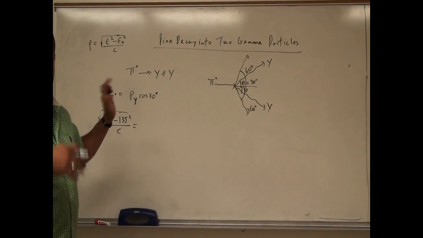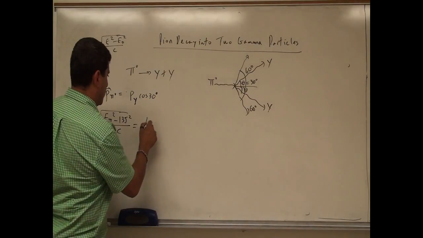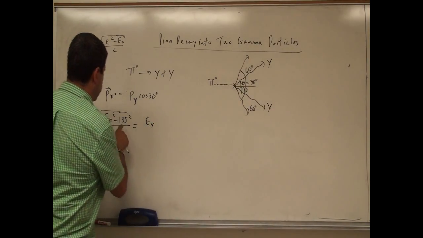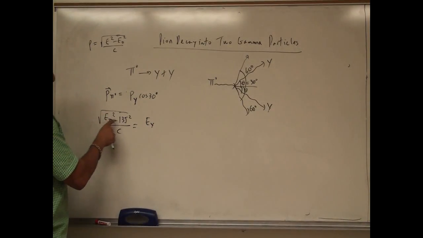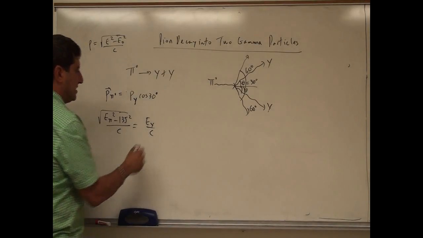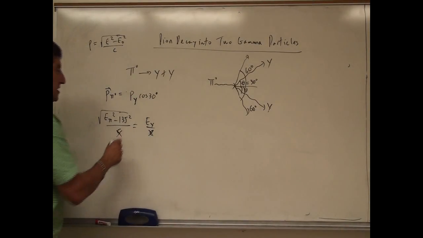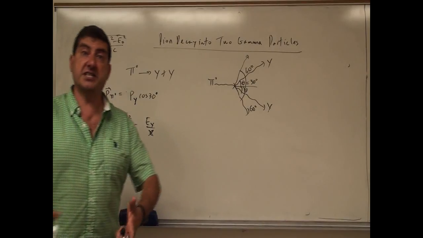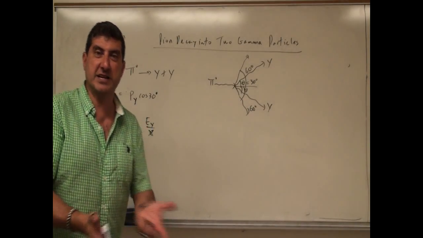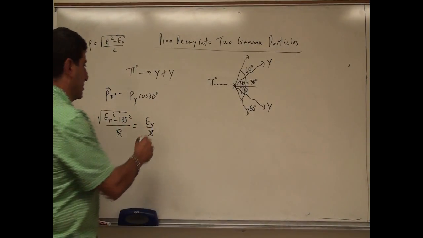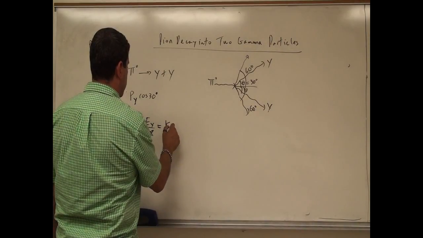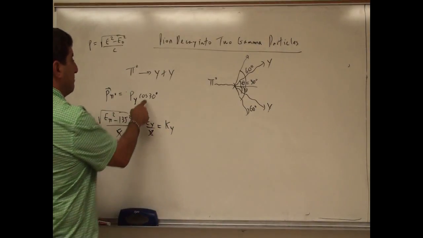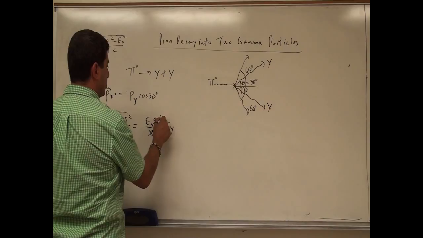The rest energy of the gamma particle is 0, so the momentum of the gamma particle is just equal to its total energy divided by c. But the energy of the gamma is the same thing as the kinetic energy of the gamma, because there is no rest energy. So we can say this is just equal to the kinetic energy of the gamma, times cosine 30.